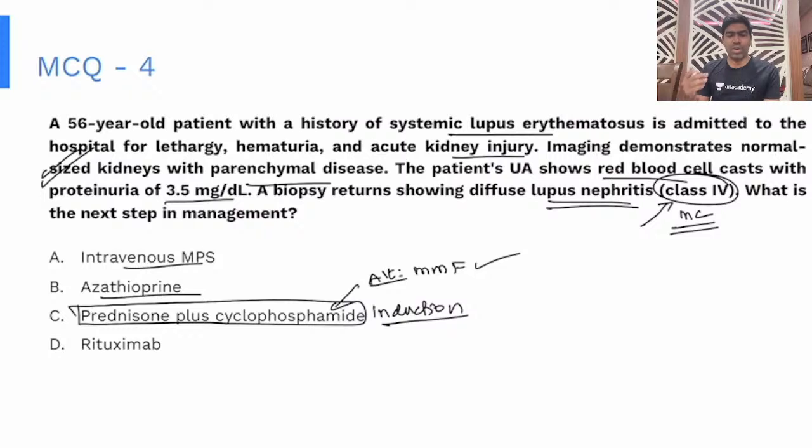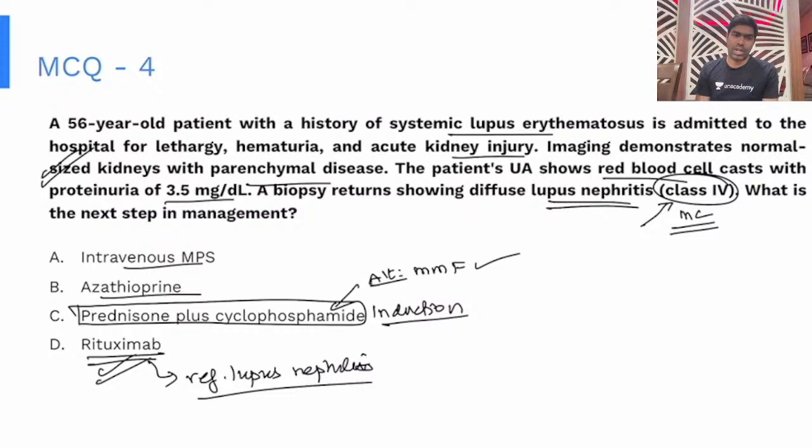Intravenous methylprednisolone alone will definitely not be enough, and rituximab can be tried in refractory lupus nephritis. In the first attack of lupus nephritis, usually we don't try rituximab, whereas in refractory lupus nephritis, definitely rituximab is an option. You can try it. It's an approved drug for refractory lupus nephritis, but not for this patient who's having an initial attack of diffuse proliferative lupus nephritis.